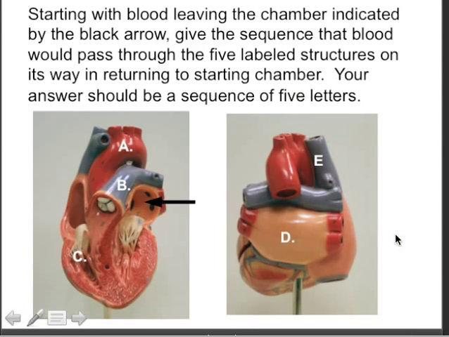Next question. Starting with the blood leaving the chamber indicated by the black arrow, give the sequence that blood would pass through the 5 labeled structures on its way in returning to the starting chamber. Your answer should be a sequence of 5 letters, and the proper sequence, we'll indicate here in blue, is AECBD.